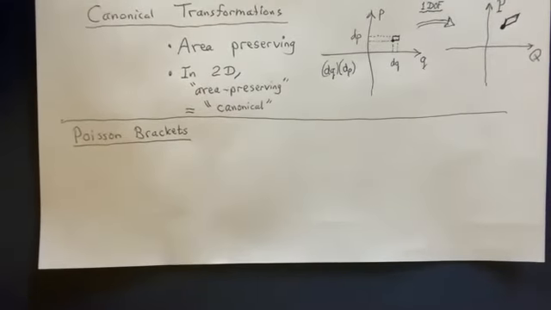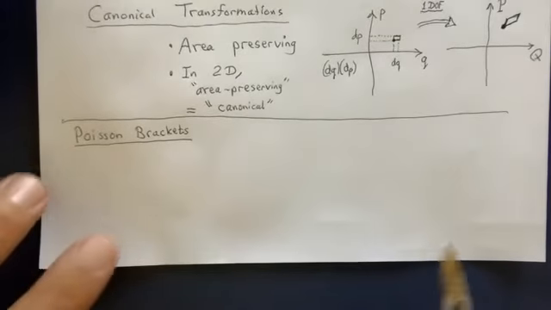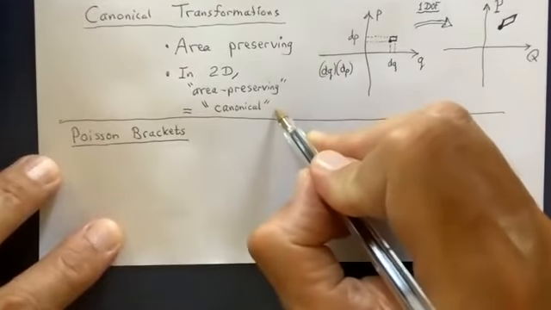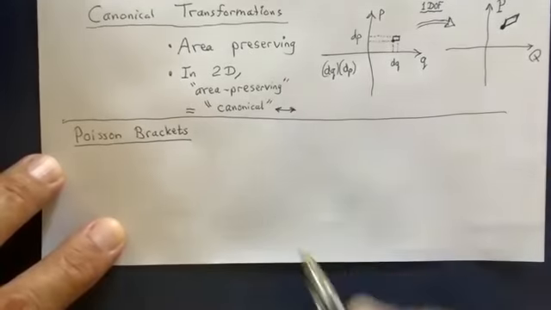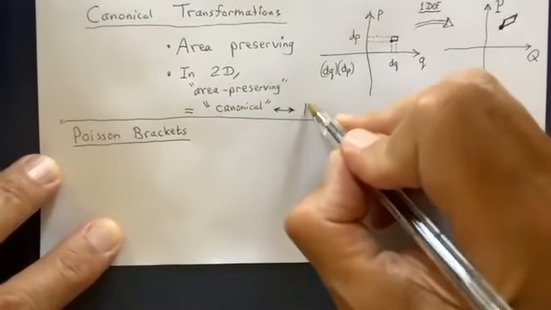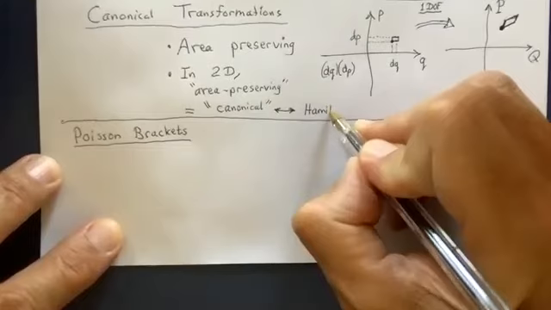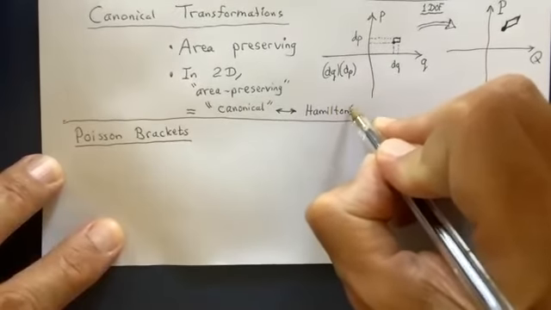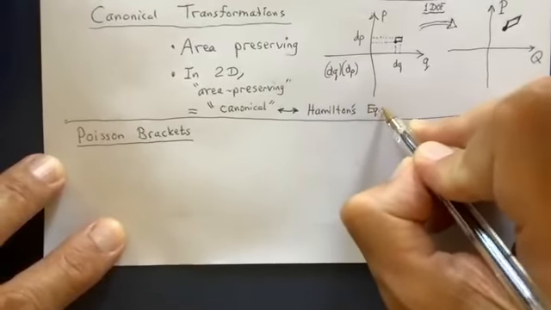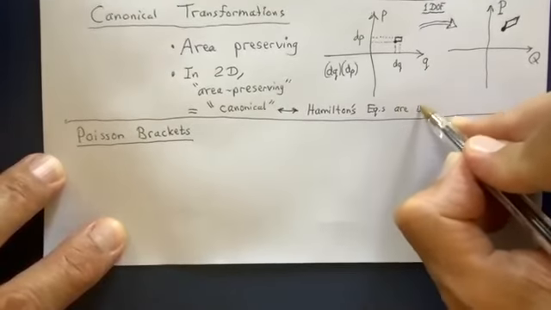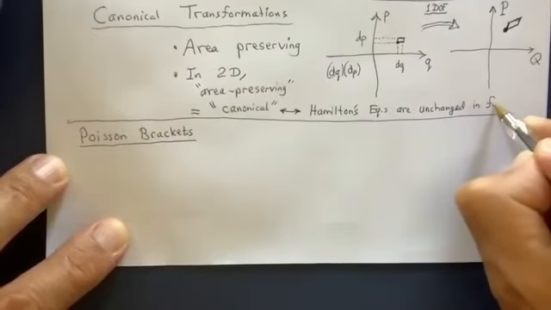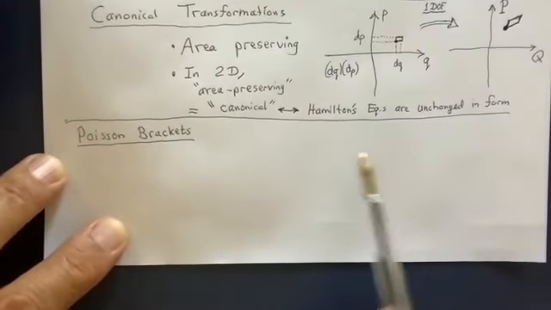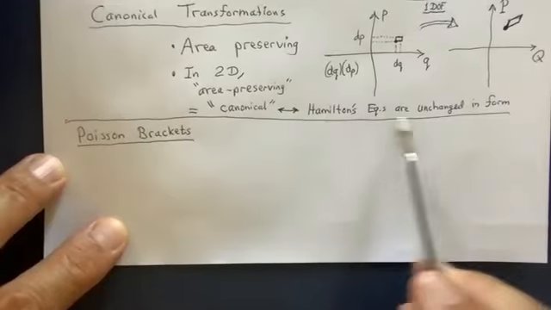Okay, there's a question here. I'm looking at the chat window. So Hamilton's equations are invariant. Yes, that's a good point. Canonical means Hamilton's equations are invariant. Yeah, that's an excellent point, and that's why it's important to us. So Hamilton's equations, okay, and so I'll write it like this. Yeah, as you point out, Hamilton's equations are invariant.